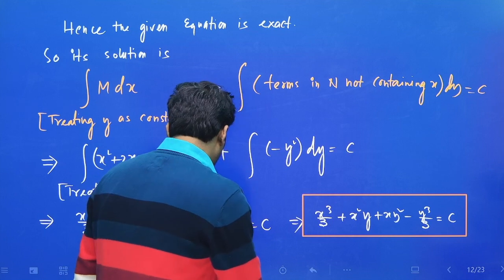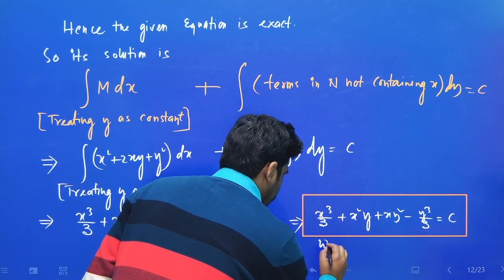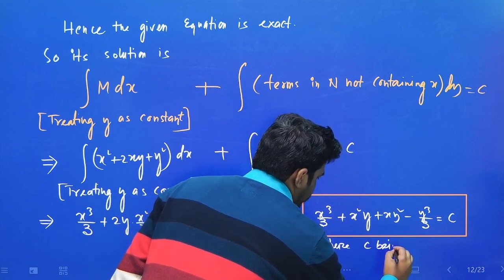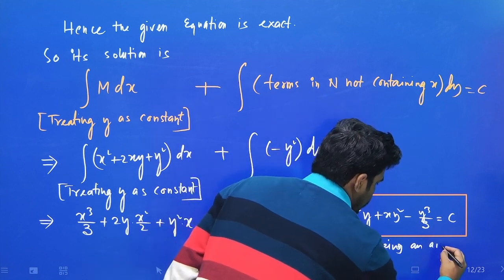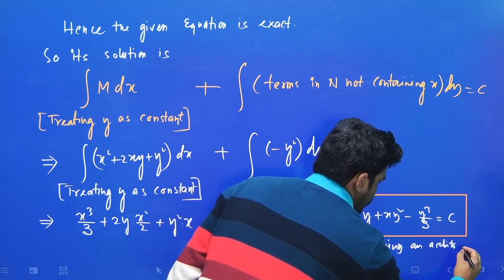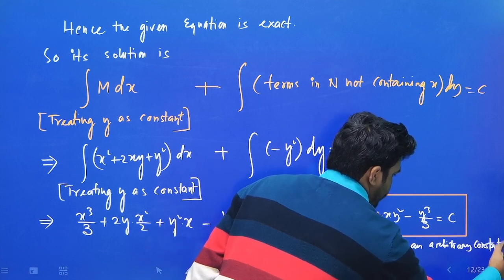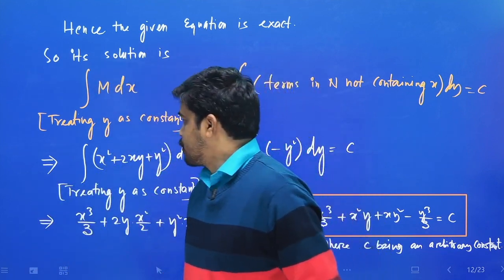where c being an arbitrary constant. Okay, clear? So next example.